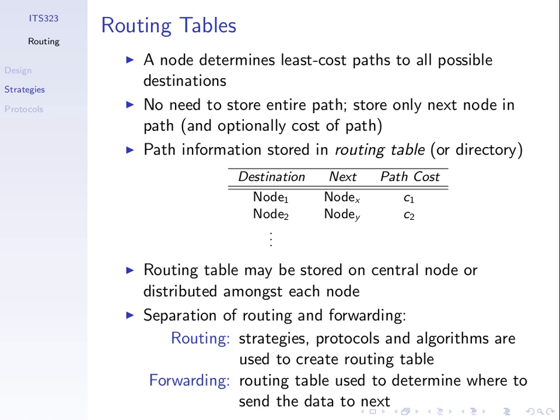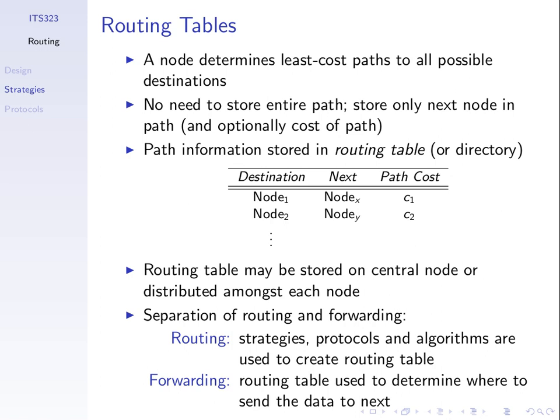So in general, the routing table looks like this. For a particular source node, to reach some destination node, what's the next node in the path? And optionally, what's the cost of that path? We don't absolutely need the cost, but it's commonly stored. And it may be stored in a centralized approach or a distributed approach. And that's on the next two slides.